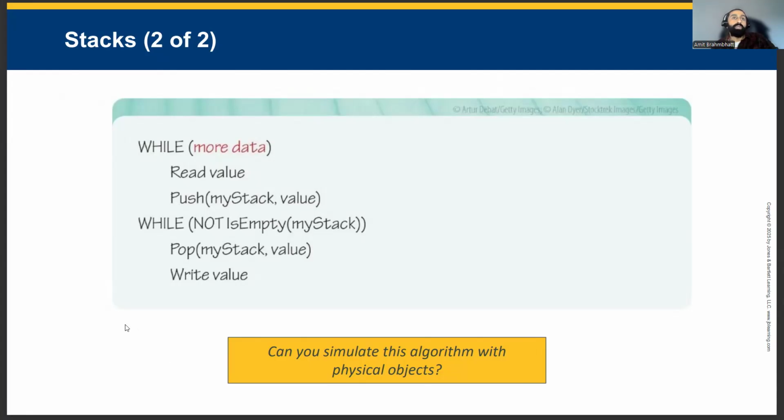So basically, when you're looking at the two while loops, we see the first while loop takes in more data as a parameter, and then it reads a value and pushes it onto the top of the stack. And the second while loop, while the stack is not empty, while it still has some value, pops the very first value from the stack and writes the value as an output.